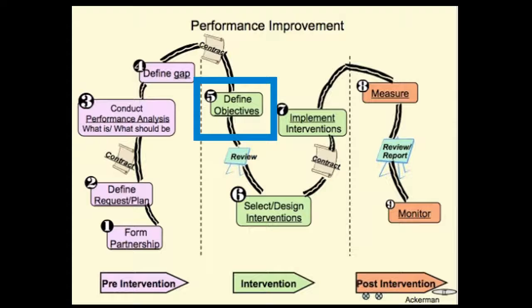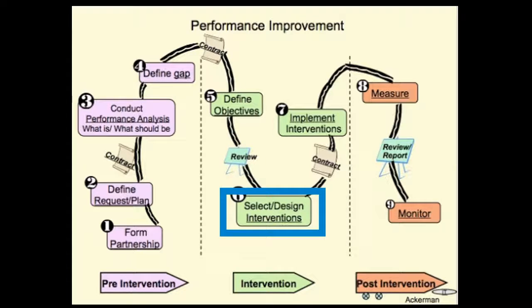This is important to the performance improvement model because they are the logical starting point in both human performance improvement as well as instructional technology. Creating objectives and reviewing them with the organization ensures that both the organization and performance consultant are on the right path and have a mutual understanding. The sixth step is selecting and designing interventions.